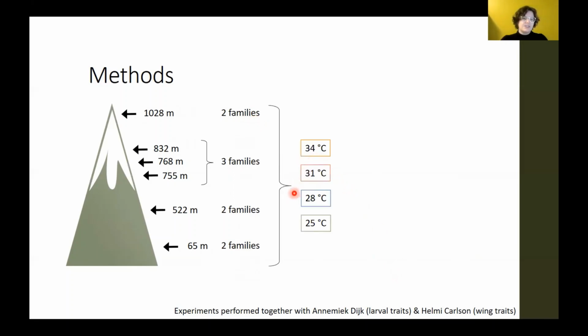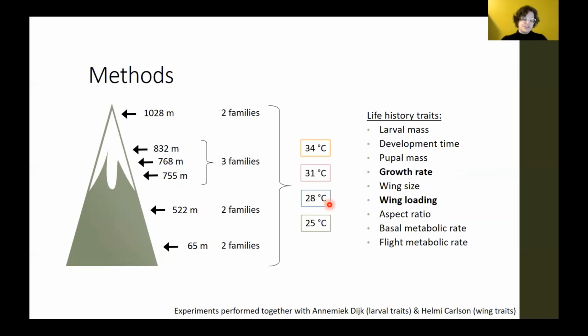Those families we separated again over 4 different rearing temperatures ranging from 25 degrees to 34 degrees. Basically from each family, we took 40 larvae, put them 10 at 25, 10 at 28, and so on. Then we tracked them through their development, and we measured a lot of life history traits. First of all, the larval mass over time, the total development time from diapause into adulthood or into pupation, and the pupal mass, with which we could calculate the growth rate.